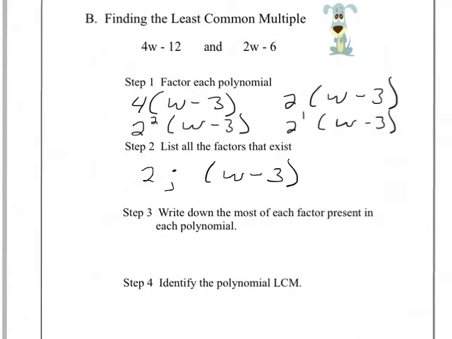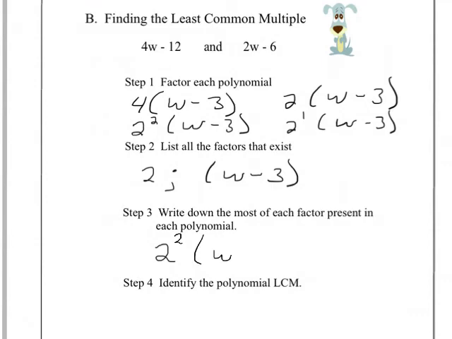So for the first one, I'm going to write down a 2. Now let's compare a little bit here. If I take a look at this 2, I have 1 two here, and over here I have 2 twos. Now which is the most, 2 twos or 1 two? Well, of course, 2 twos are. So we're going to put a little 2 right there.